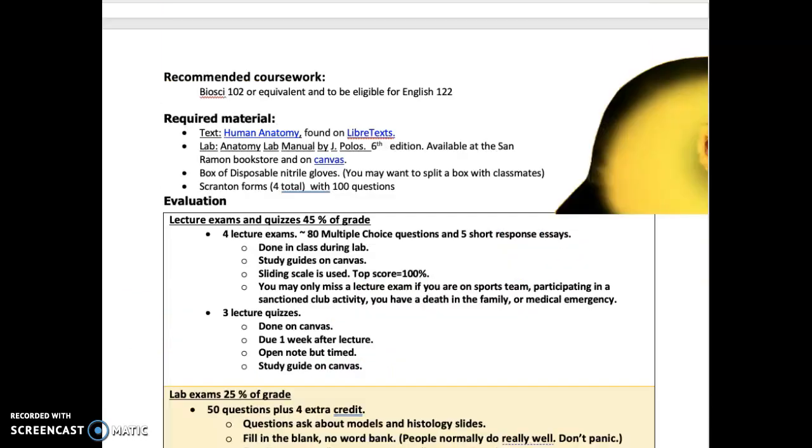So, lab book and lecture book. The lecture book is Human Anatomy on LibreText. This is the old version. I'm on a project where we're making a new version of it. I don't think it's going live by next week, but the new version might actually be uploaded by the end of the semester. The lab book is one that I wrote.